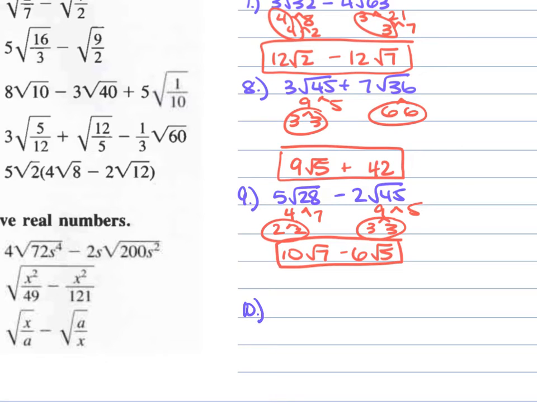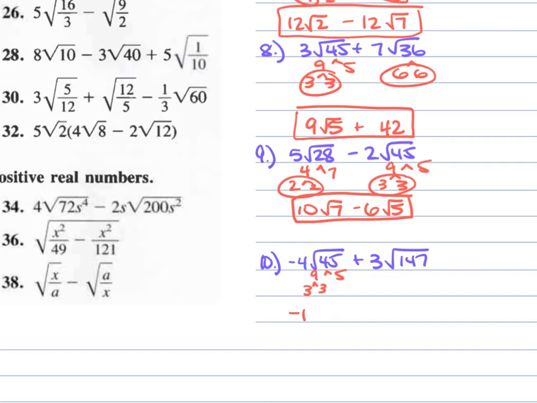For 10, we have negative 4 square root 45 plus 3 square root 147. The 45 once again is 9 and 5. The 9 is 3 and 3. So that's going to be negative 12 square root 5. The 147, we have 7 and 21. The 21 is 7 and 3. The 7s pair up, so 7 times 3 is 21, and the 3 stays underneath. So we have negative 12 square root 5 plus 21 square root 3.